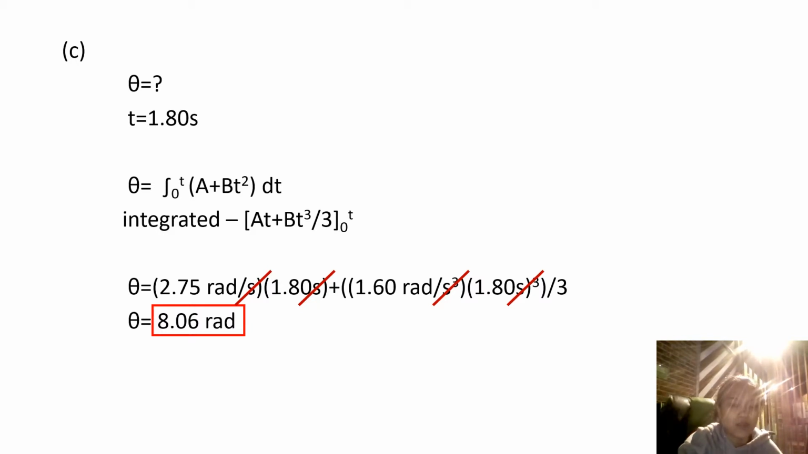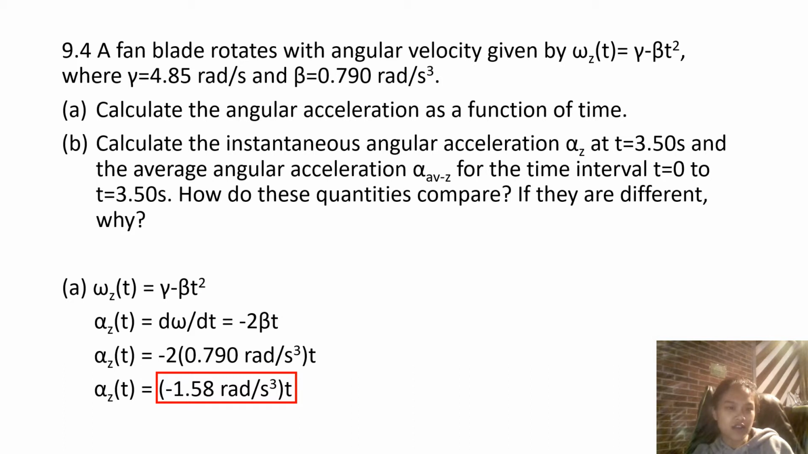That gives the equation 2.75 rad per second times 1.80 seconds, added to 1.60 rad per second cubed multiplied by 1.8 seconds raised to 3, divided by 3. All the seconds cancel out, and only rad remains in the equation. That gives an answer of 8.06 rad.